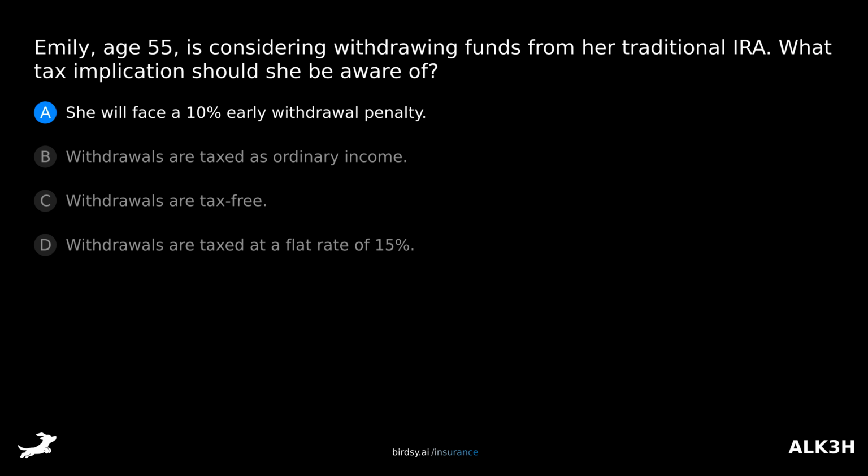Is it A, she will face a 10% early withdrawal penalty, B, withdrawals are taxed as ordinary income, C, withdrawals are tax-free, or D, withdrawals are taxed at a flat rate of 15%? The answer is B, withdrawals are taxed as ordinary income.